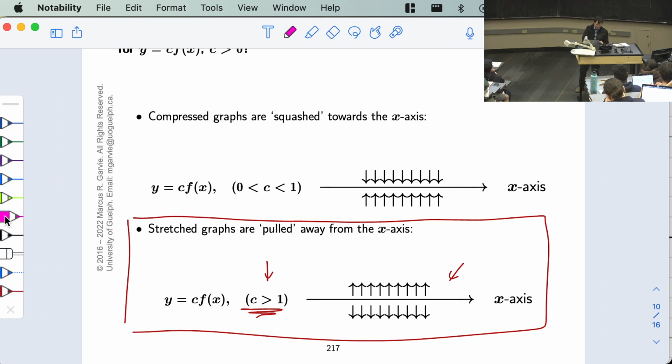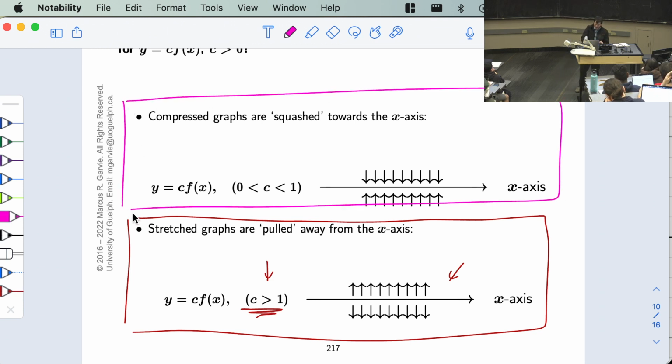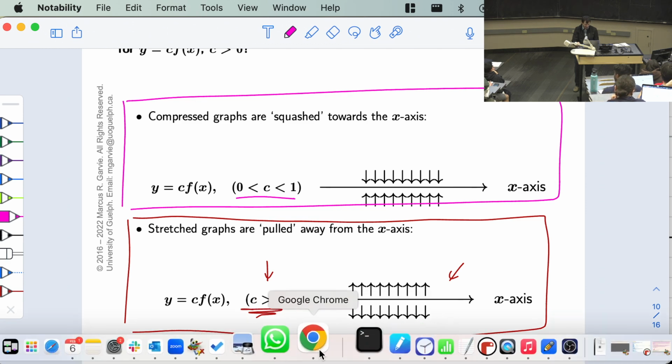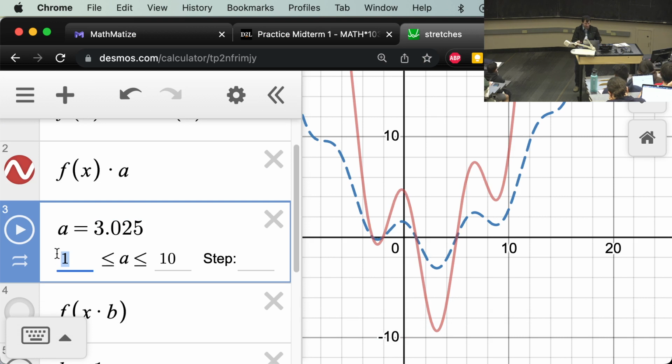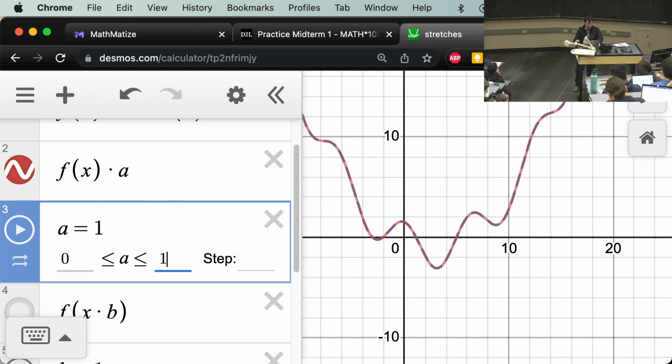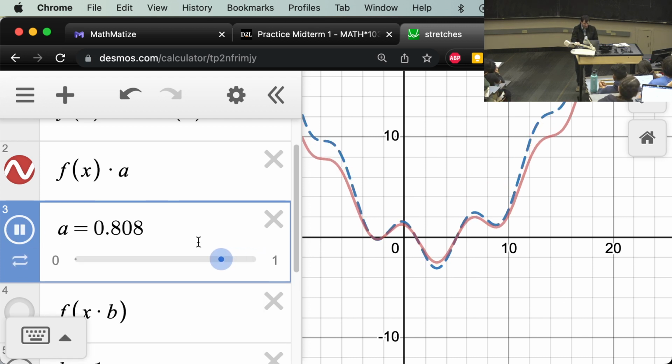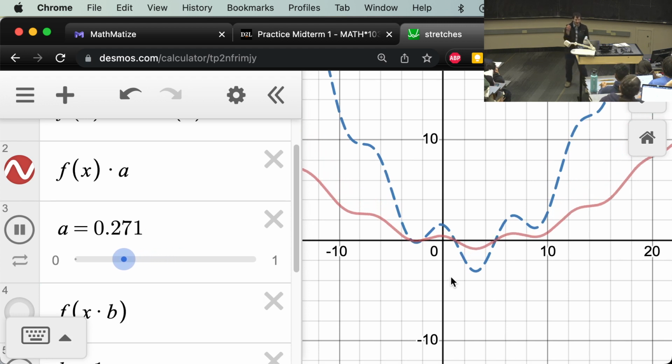The reverse is when you compress the graph. So when you compress the graph, it's going to shrink in towards the x-axis, and that happens when c is between 0 and 1. So let's go to the graph, and let's see what happens when it's between 0 and 1. So I'm going to just change on Desmos. Instead of being between 1 and 10, I'm going to say make it between 0 and 1. And let's see what happens. Let's make it animate like this.